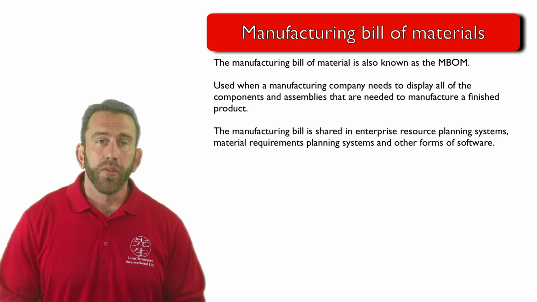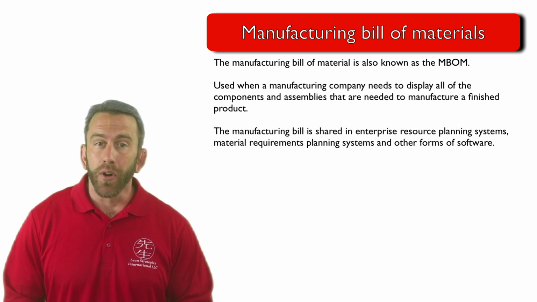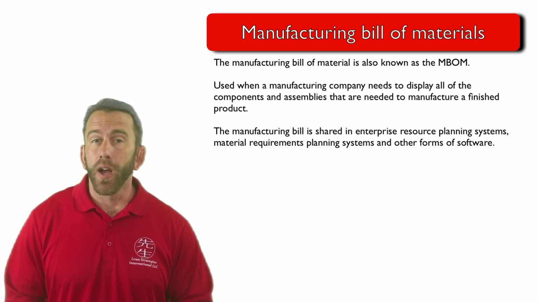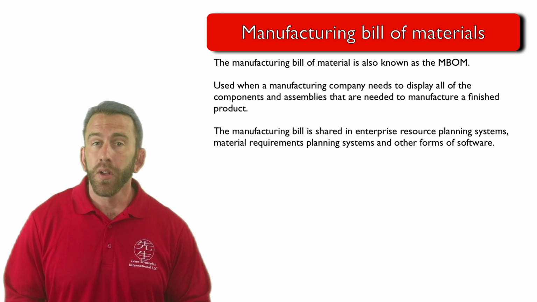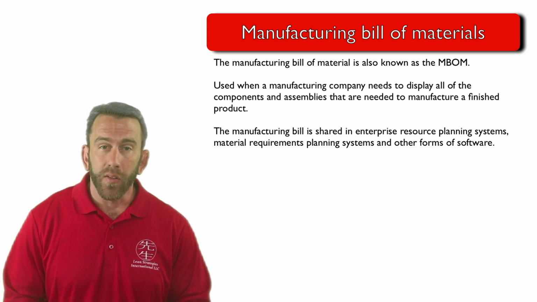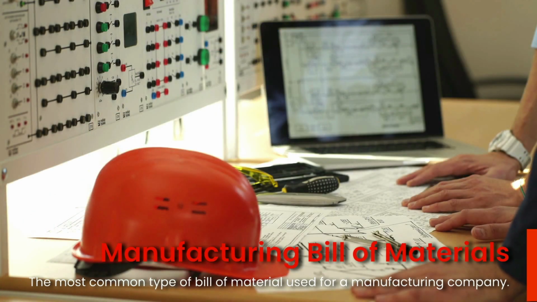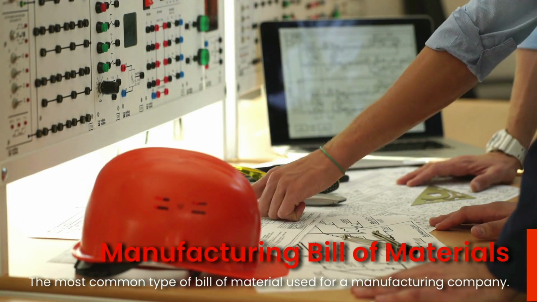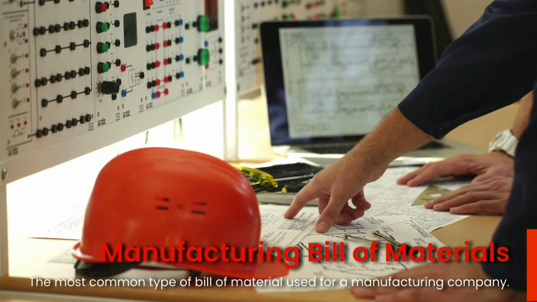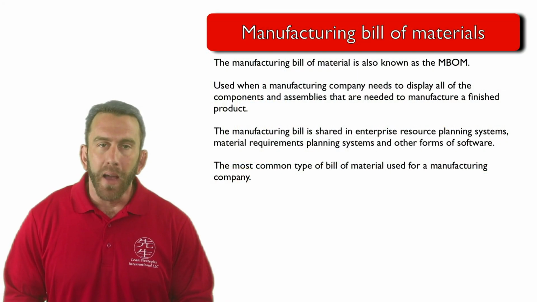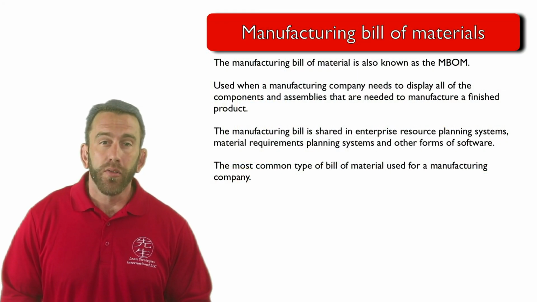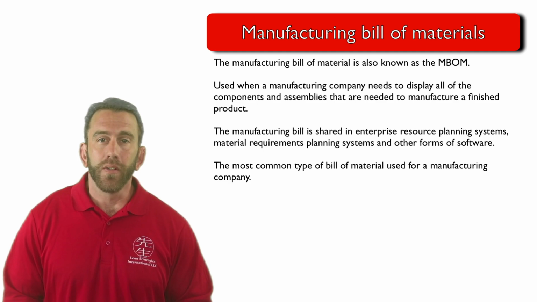Like other bills of materials, the manufacturing bill is shared in enterprise resource planning systems, material requirements planning systems, and other forms of software. This is the most common type of bill of material used for a manufacturing company. And that's it, the manufacturing bill of materials. Stay tuned for the next module.